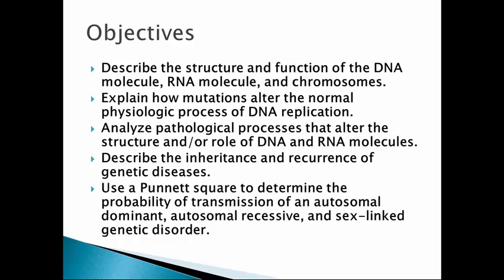As well as more in your genetics paper, we'll actually analyze the processes that alter the structure or role of DNA and RNA. We will talk about inheritance and recurrence of genetic diseases, and then use a really nice tool, which is the Punnett square, to determine the probability of transmission in genetic disorders. It's a really cool tool that we'll be able to use.